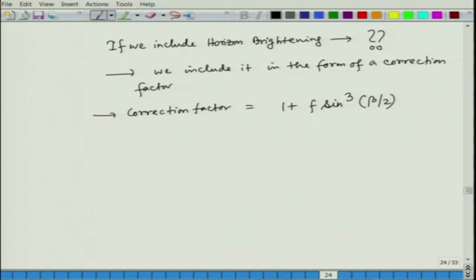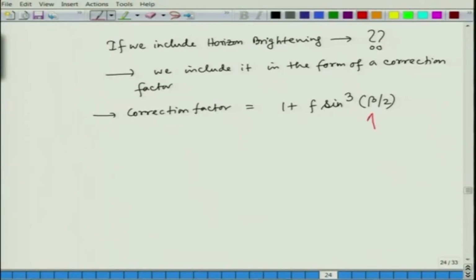Okay. Tilt angle will tell you how much the horizon brightening will be effective, because if you have a horizontal surface, it will see a very small portion of the horizon, but if you have a tilted surface, then it will see one portion of the horizon very directly, right. So, that is why the tilt factor dependence is there. So, please note this.